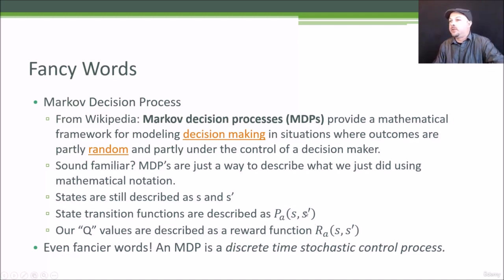And moving from one state to another is defined by a state transition function. So again, describing what we just did, only with a mathematical notation and a fancier sounding word, Markov decision processes. And if you want to sound even smarter, you can also call a Markov decision process by another name, a discrete time stochastic controlled process. Holy cow, that sounds intelligent. But the concept itself is the same thing that we just described.